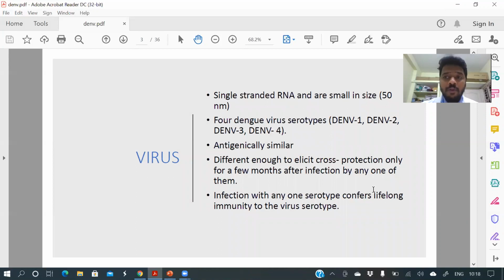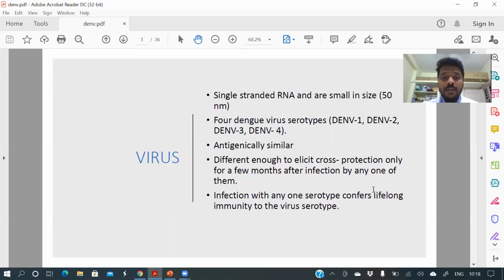Regarding the microbiology of the virus, it is a single stranded RNA virus and is very small in size, about 50 nanometers. The 4 dengue virus serotypes are DenV1, DenV2, DenV3, and DenV4. Most of the things are antigenically similar, but there are some differences, which elicit cross protection only for a few months after infection by any one of them. So infection with any one serotype confers lifelong immunity to that virus serotype.